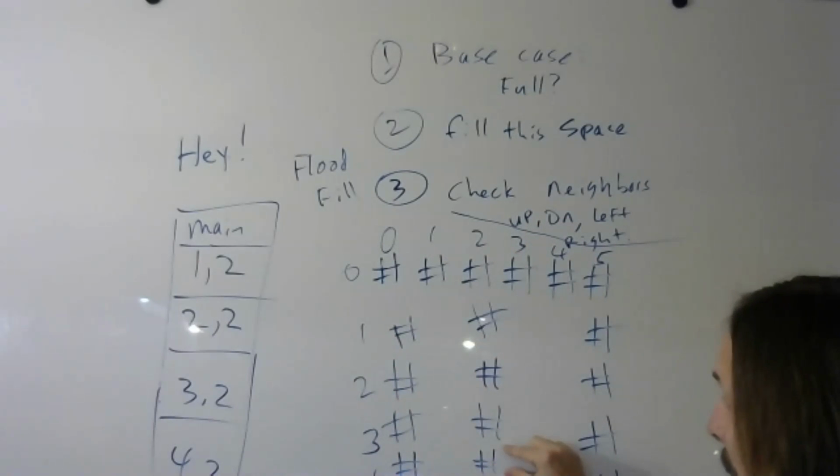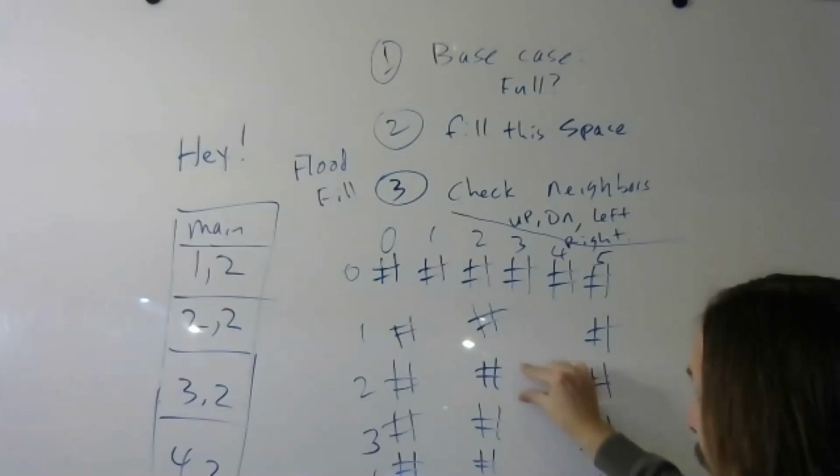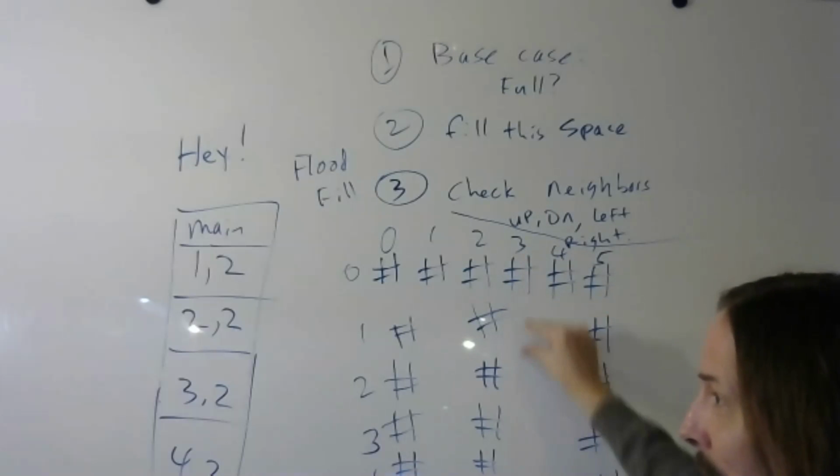And then finally, we'll get back to 4, 2. 4, 2 will check right. And right will go up, up, up. And then this one will go up and it will base case. It'll go down and it will base case.